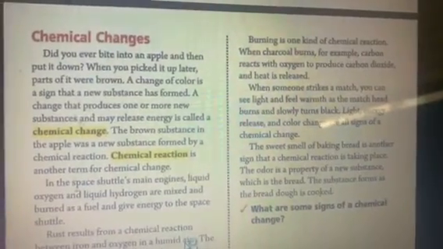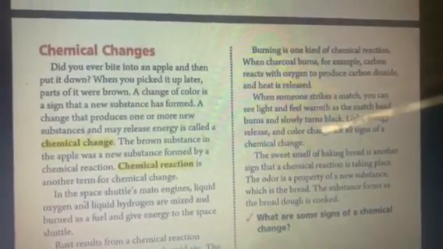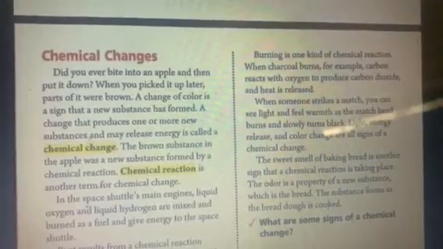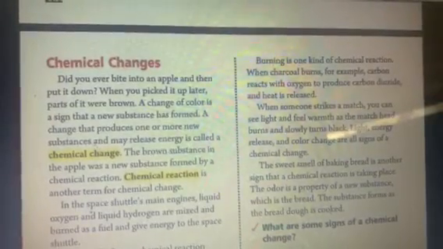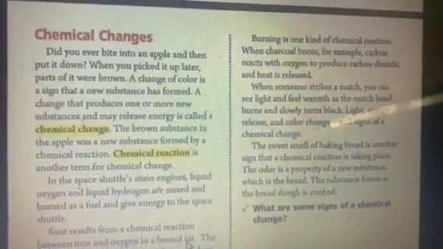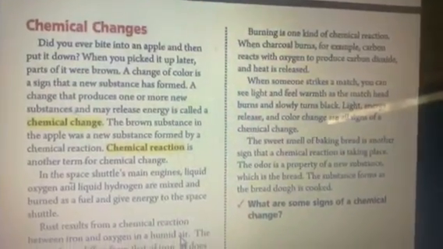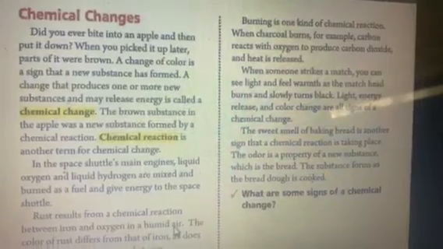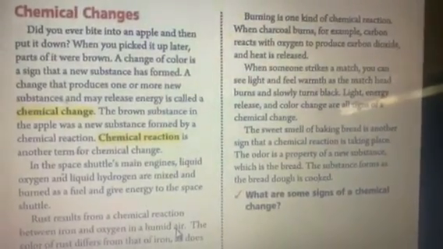Hi guys, it's good to be with you again in our second lesson for science, part 2, page 223. So in the last lesson we talked about physical changes. Now today we will learn about chemical change. So let's see what is a chemical change.